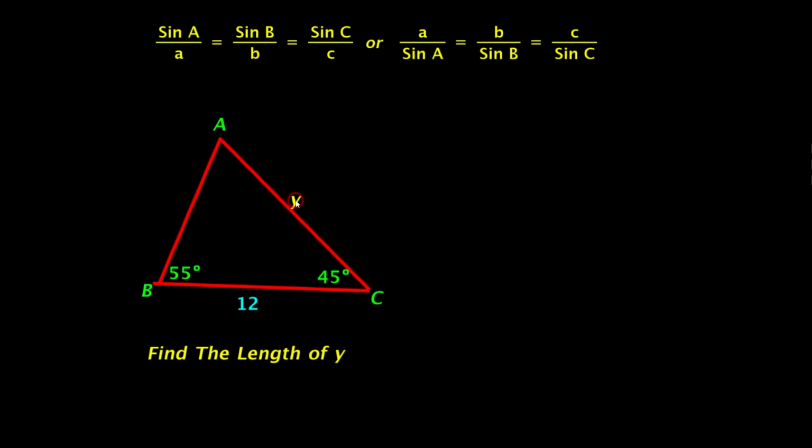So if we want y, do I have the opposite angle? Yes, I have a side. Do I have the opposite angle? The angle, no, we don't have. But we have two angles of a triangle. We can use the triangle properties.